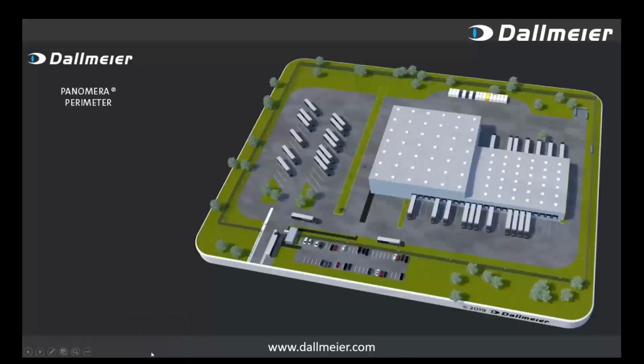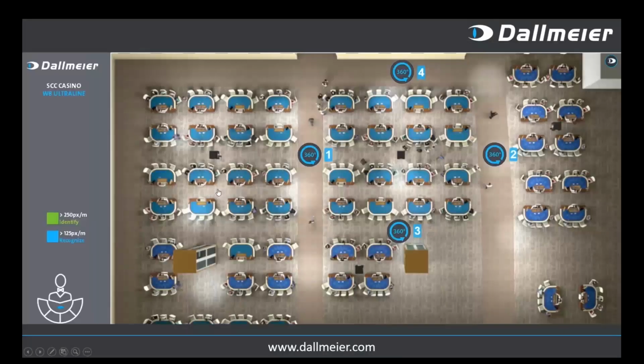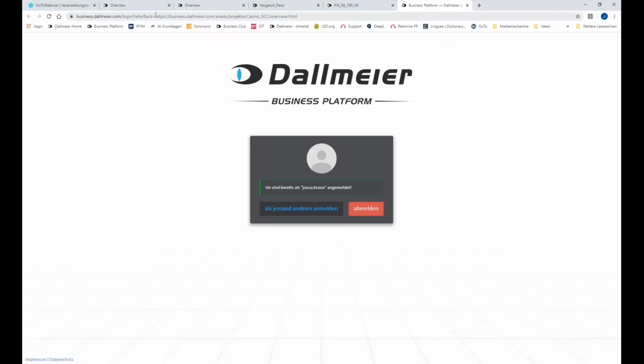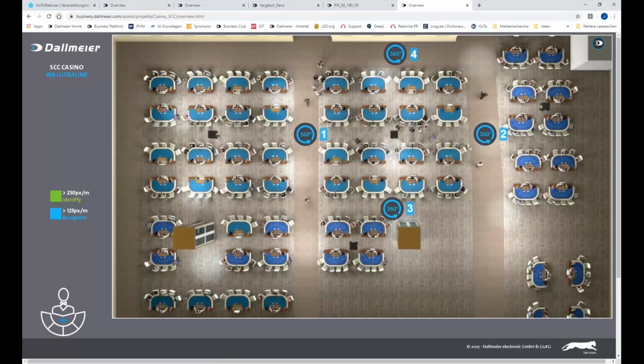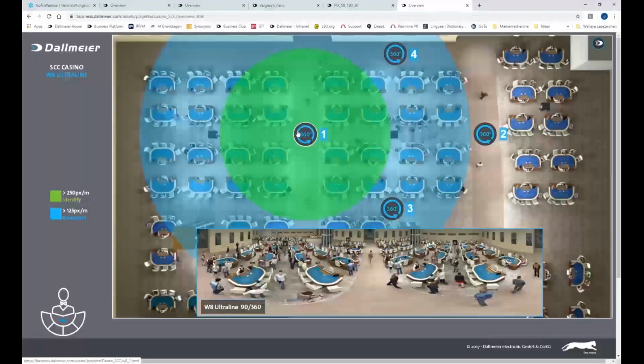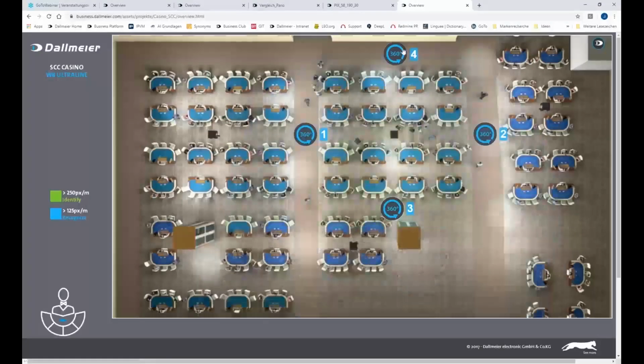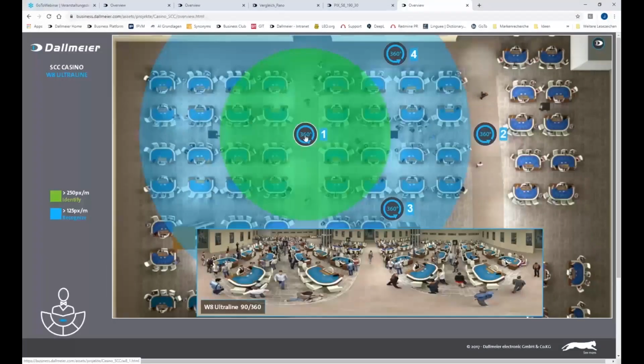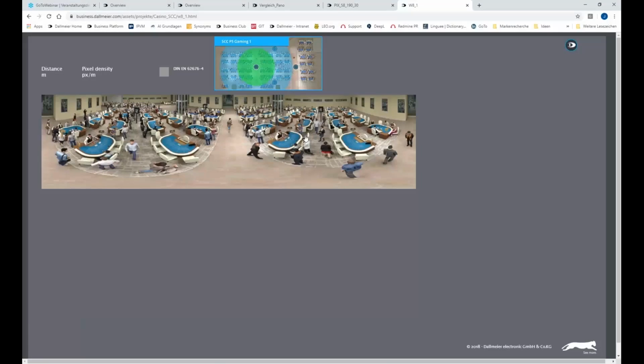And so those were the two outdoor options. Another thing that I want to show you quickly is a slightly different thing. This is the 360-degree Panomera system that you saw at the beginning. The example here is a casino interior, a gaming floor. I have one 360 camera, and there's another one, 4 in total. And then again, our color coding, 250 and 125 pixels per meter. And let's see what exactly the view is of one of those cameras.